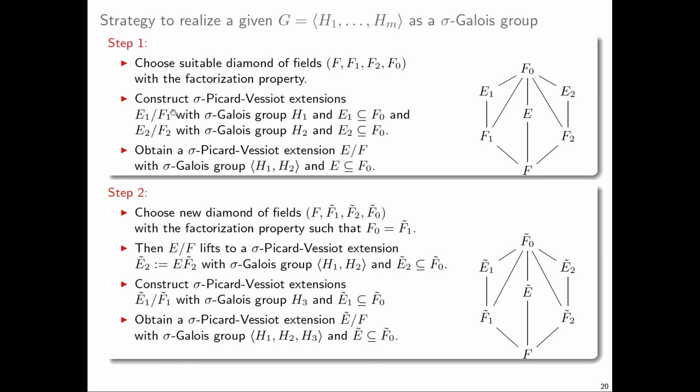Okay, and then you need to construct something over F1 tilde with group H3, and then again we apply the patching to obtain something over F that's contained in F0 tilde with group generated by H3 together with the other group that was generated by H1 and H2. And then you continue inductively. So what's left to do is we need to find these suitable diamonds of fields.